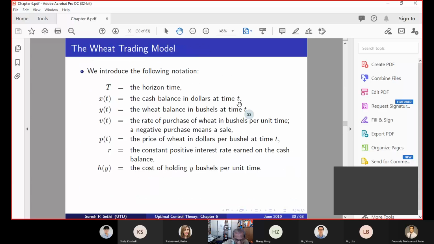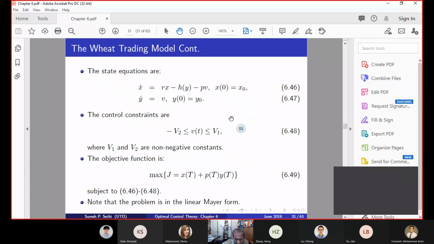And the objective function is simple in this case. I want to maximize my profit, but it is the same as maximizing my wealth at capital T. My wealth at capital T consists of cash plus the wealth tied up in wheat. The price of wheat at time T is PT, and the bushel is YT. So the total value of the wheat in my portfolio is this, and my total wealth is this. So I want to maximize this. This is then a Meyer form of the problem, a linear Meyer form of the problem.